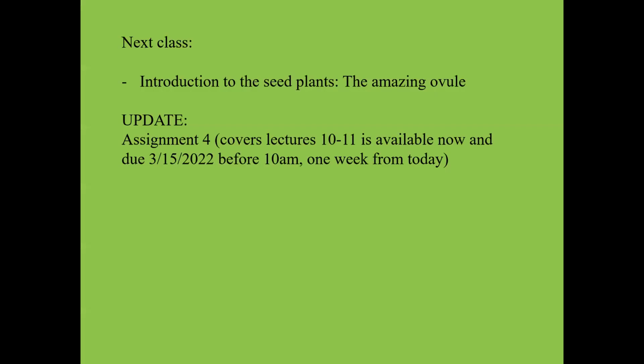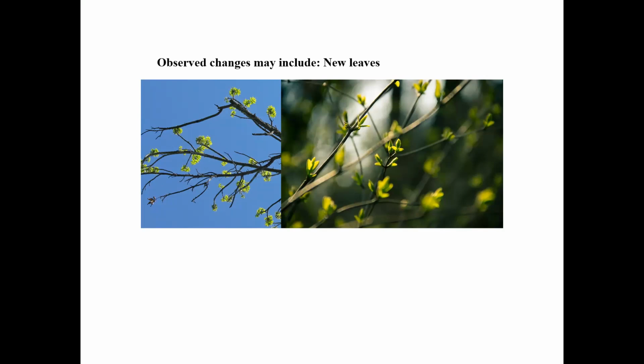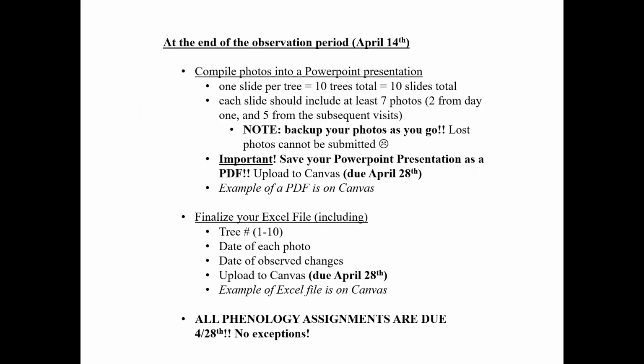Okay, so yeah, the next slide has a lot of information. On Canvas, the full instructions are there, and there's an example of the Excel spreadsheet in those instructions. All right, so you're going to take photos of your trees until April 14th. That is the observation period from now until April 14th. You can do this as you go, or you can do this at the end.